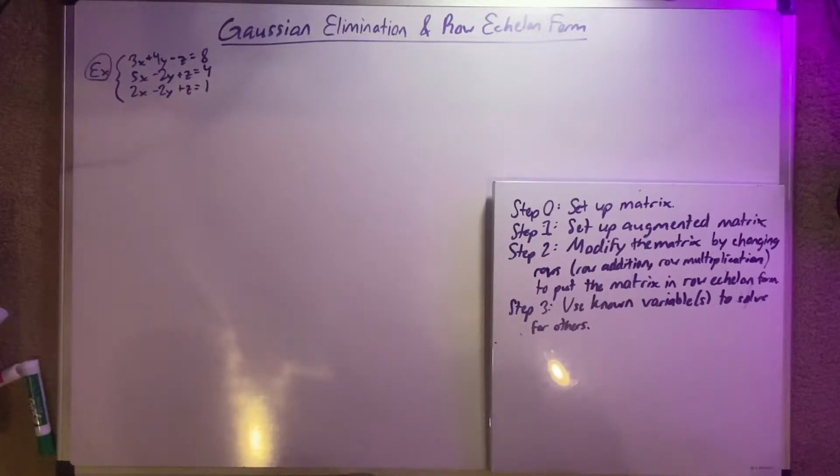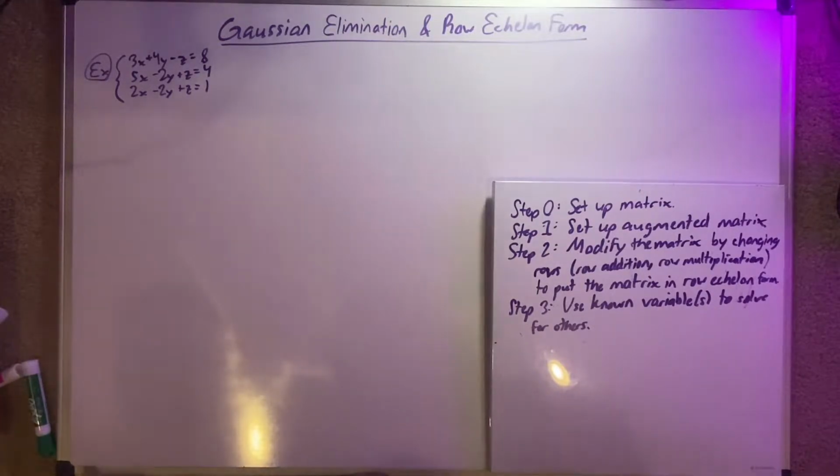Okay, so we're going to solve a system of equations, specifically with three variables, using Gaussian elimination and row echelon form. Now that sounds complicated, so let's talk about it. We have a step program here. First step, 0th step, is to set up a matrix.